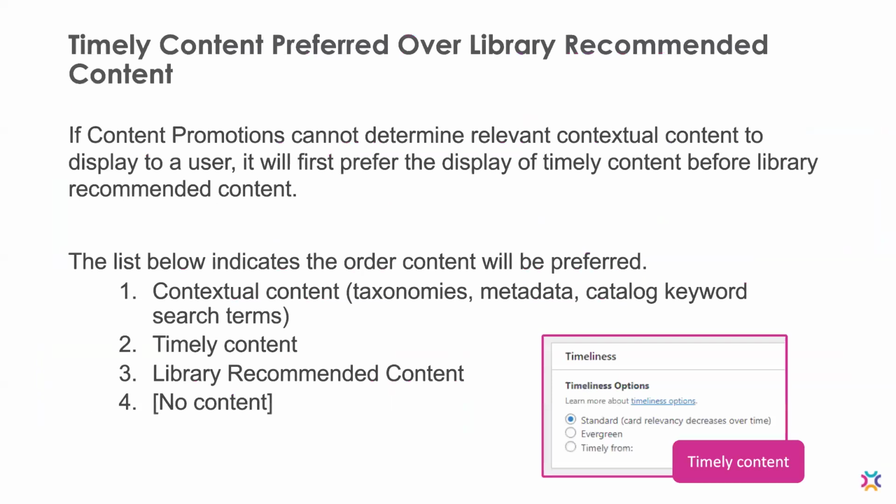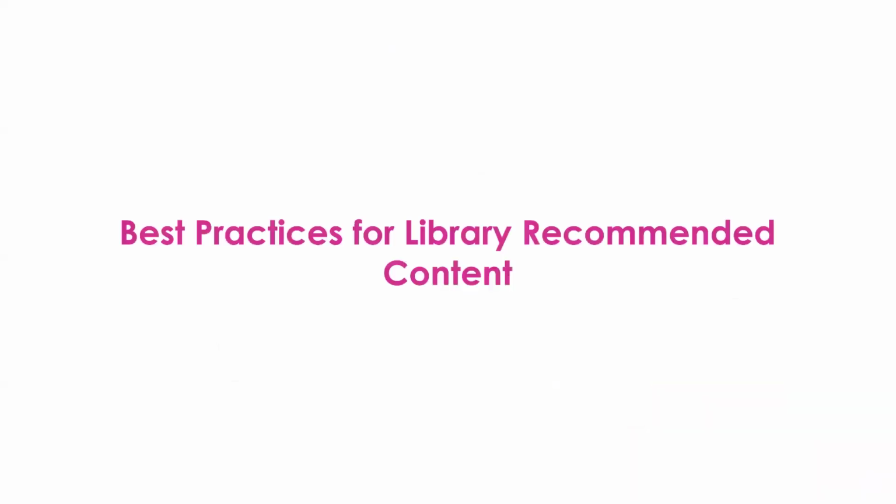So I mentioned there's a particular order that we like to promote content when it comes to content promotions. So number one, if we can make that contextual match, that's our strongest match because we have the metadata. Number two, though, timely content. Number three, library recommended content. Number four, no content. So that's the order we promote. So obviously, again, best matches are contextual content.